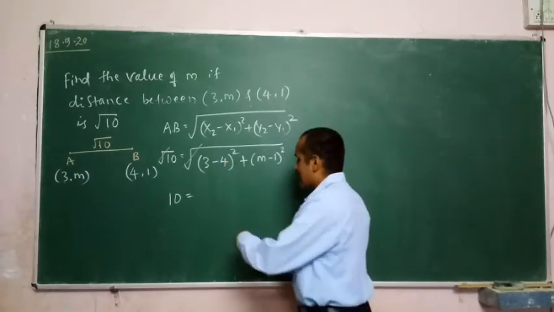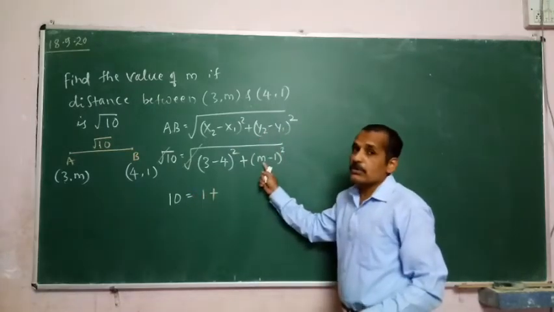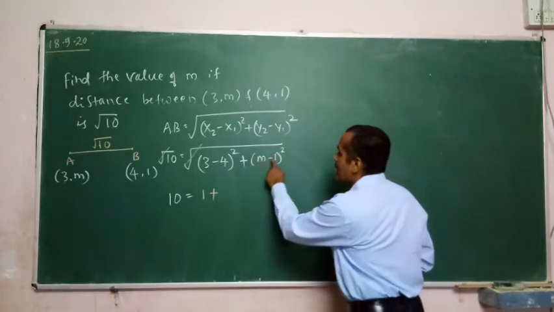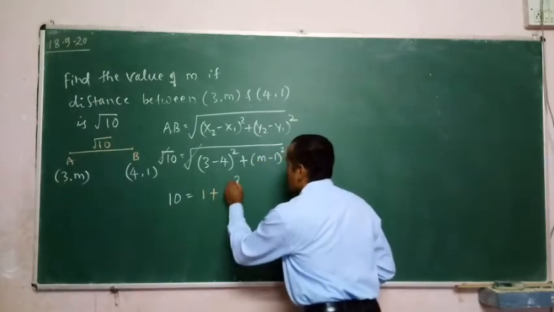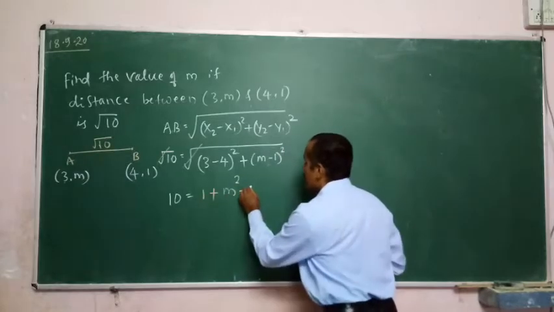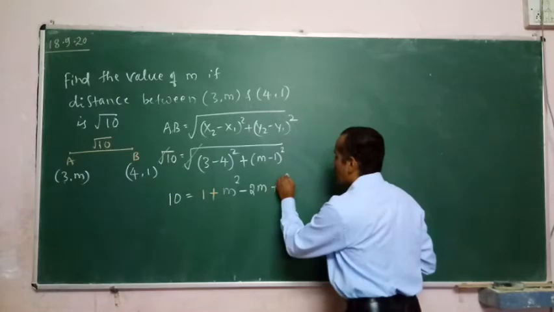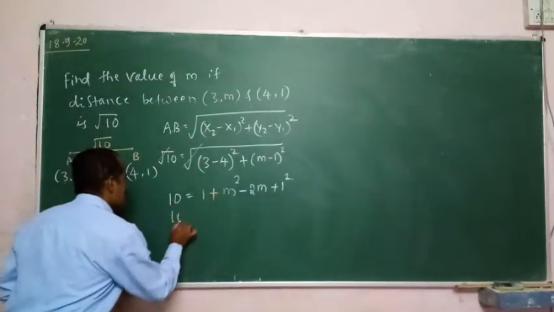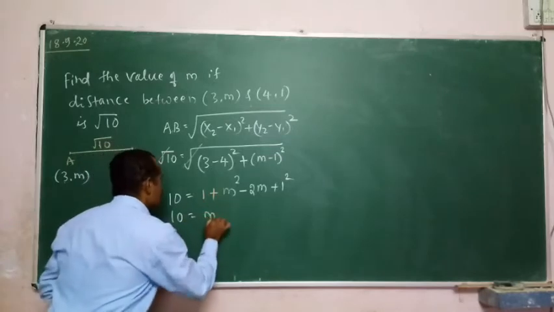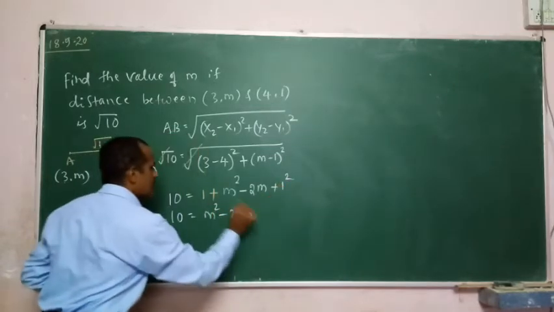Minus 1 the whole square is 1 plus, here m is an unknown. So no other go for me, I have to use a minus b the whole square. That means a square, m square, minus 2ab, 2 into m into 1, plus 1 square. I can simplify. 10 is equal to m square minus 2m. 1 square is 1, 1 plus 1 is equal to 2.